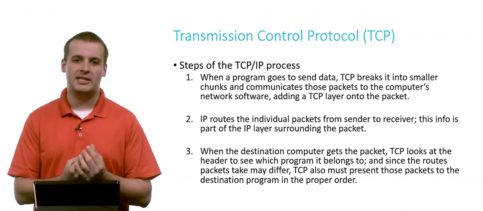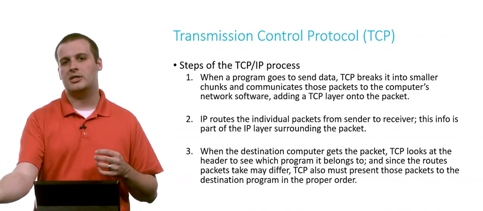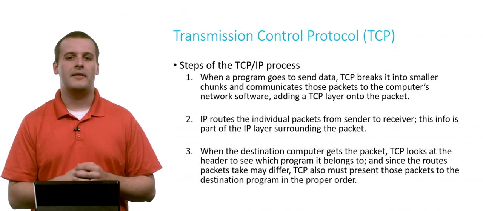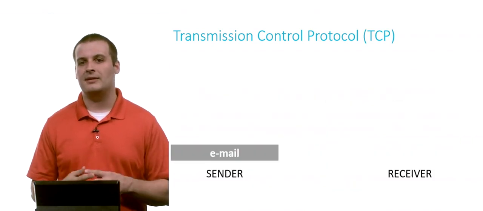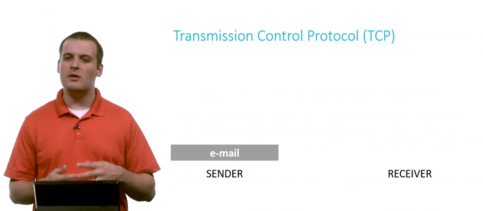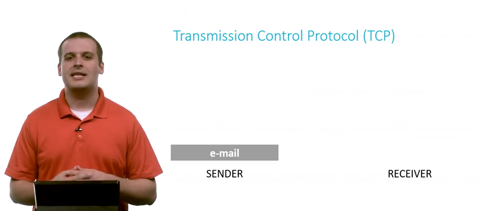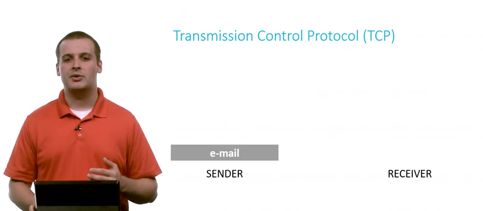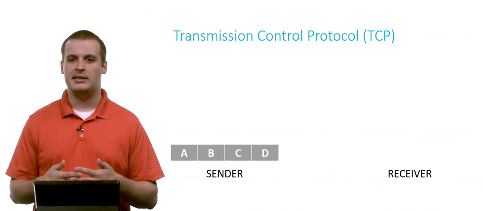And once all of the data is received, TCP can hand it off to the correct service and say, here you go, here's the data that you received. So that process might look something like this. So let's send an email from a sender to a receiver. Now let's say this email is pretty small, so we only need to break it into 4 packets, and we'll call them A, B, C, and D.